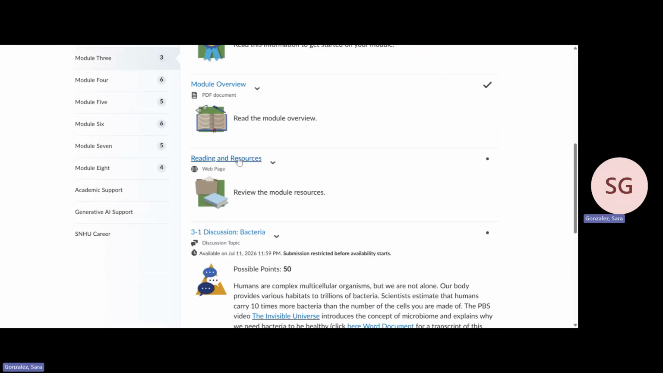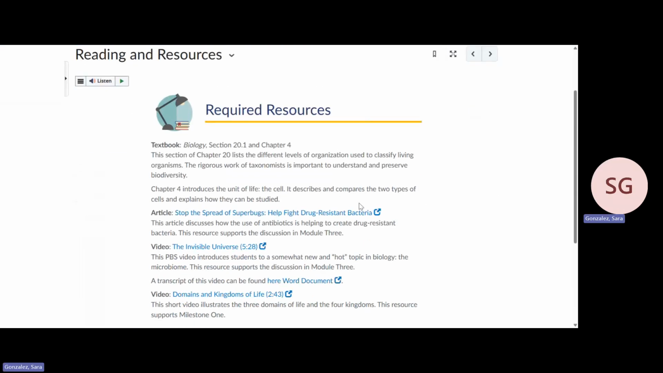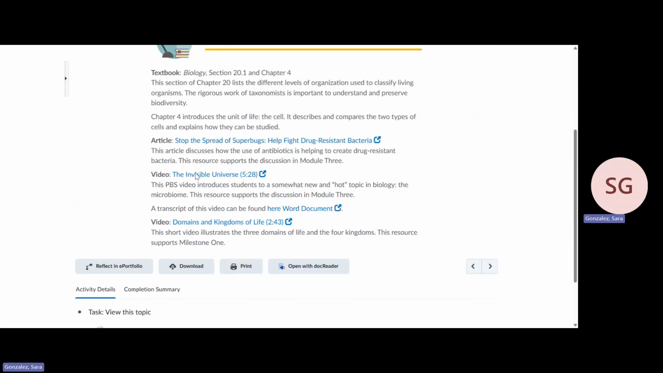And then your readings and resources. So for this week, take a look at one section in chapter 20.1, which lists the different levels of organization, and then take a look at chapter 4, looking at the unit of life, which is the cell. There's also an article and some videos to go along with your readings as well.